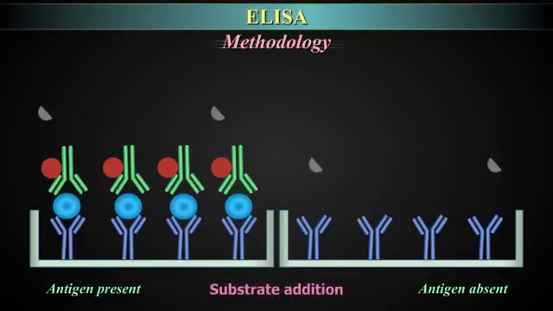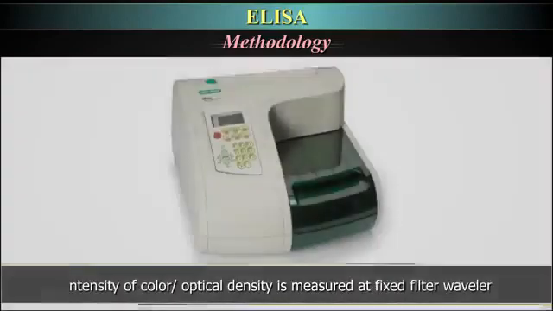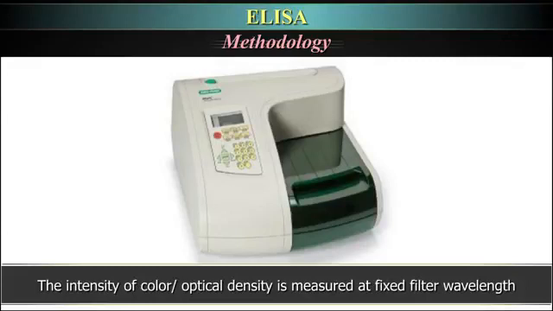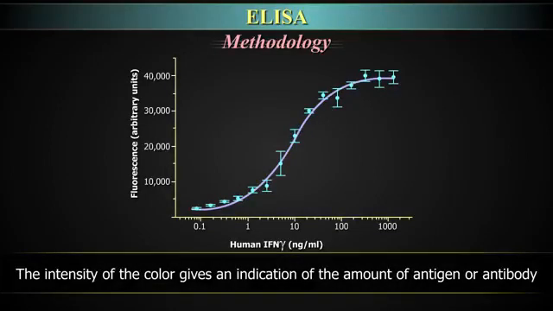When a suitable substrate is added, the enzyme reacts with it to produce a color. This color produced is measurable as a function of quantity of antigens or antibodies present in the given sample. The intensity of color or optical density is measured at fixed filter wavelength. The intensity of the color gives an indication of the amount of antigen or antibody.